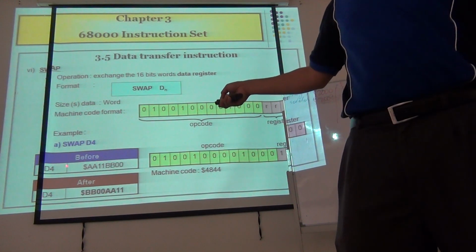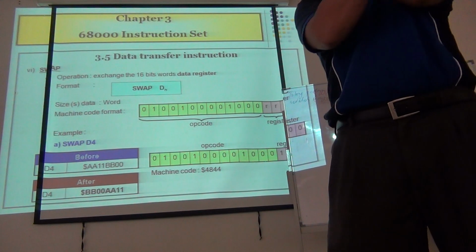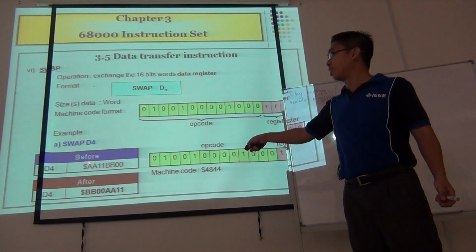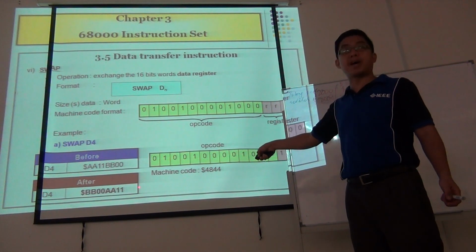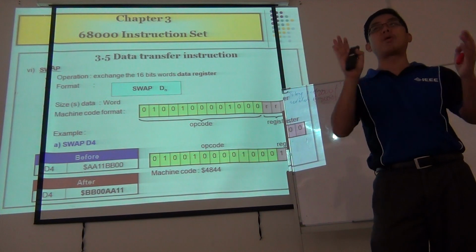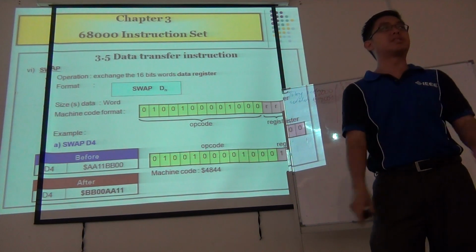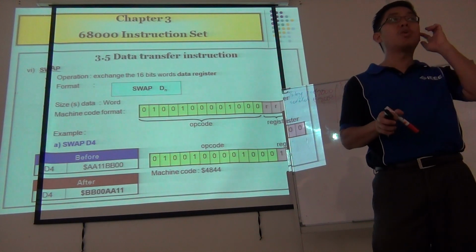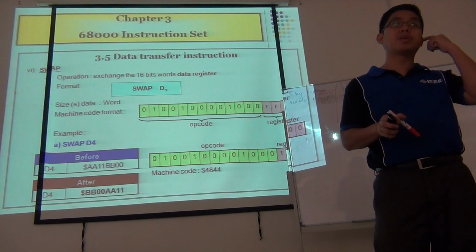You just swap the 4 digits back and forth. You take this one 4, go at the front, AA11, go at the back. That's all, swap. Exchange value. Swap the same register, swap the numbers. Only words only. You're only allowed to swap words only.